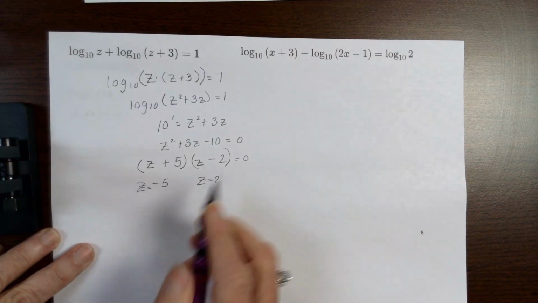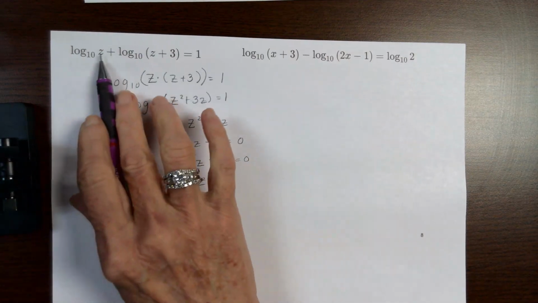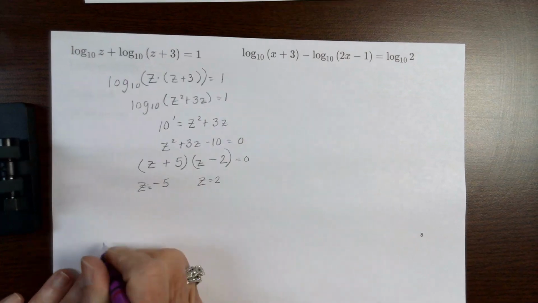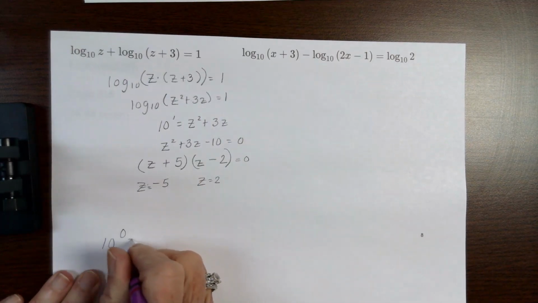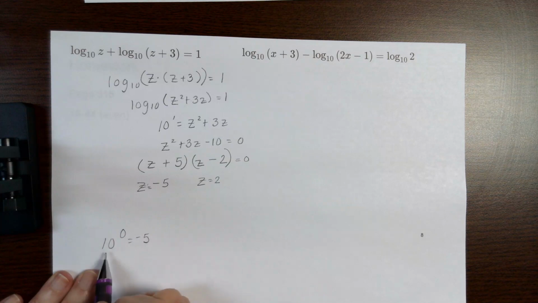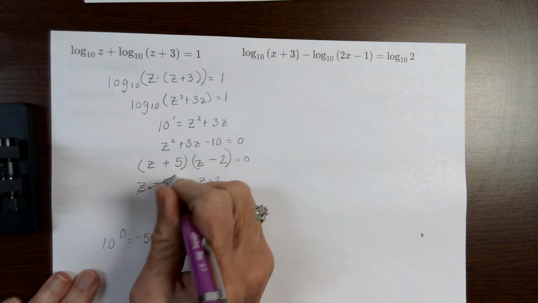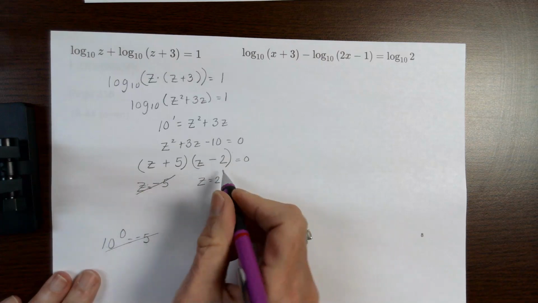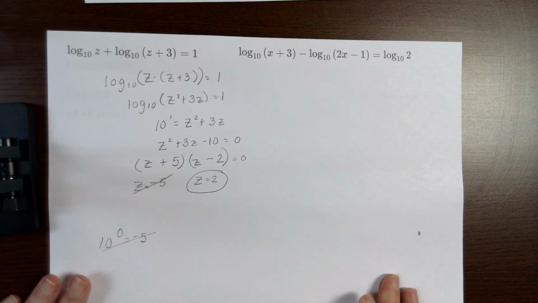If I plug negative 5 back in here, I am saying 10 to some power is equal to negative 5. Now remember, I can't take a positive number, raise it to an exponent, and make it negative. So I know that does not work. So the only answer here is positive 2.